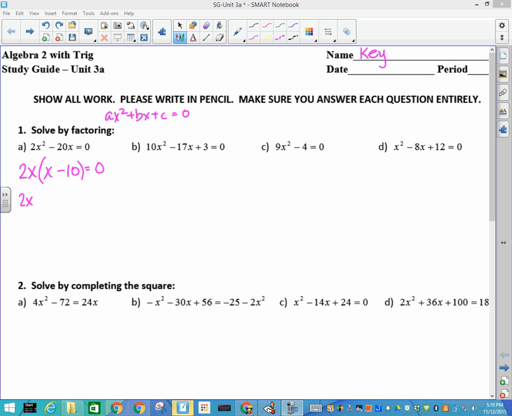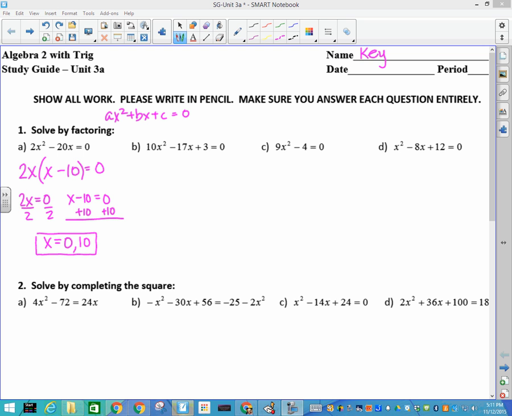And I set each factor equal to 0. So 2x equals 0. I don't want x equals. I want x minus 10 equals 0. So when you divide both sides by 2 here, 0 divided by 2 is 0. So we get x equals 10. Excuse me, x equals 0. I was getting ahead of myself there. Or x equals 10.